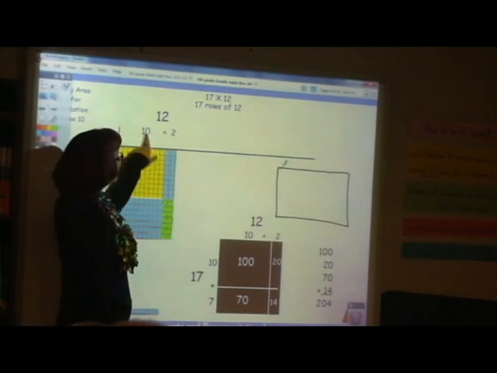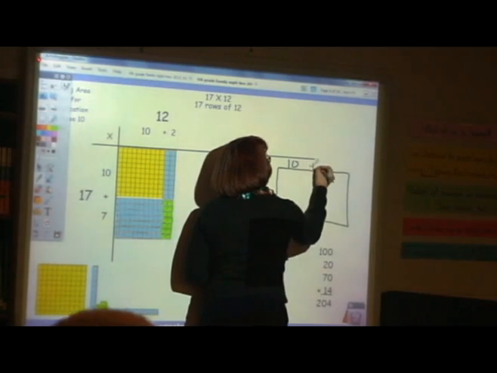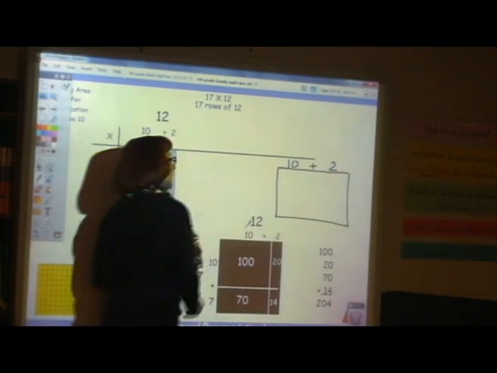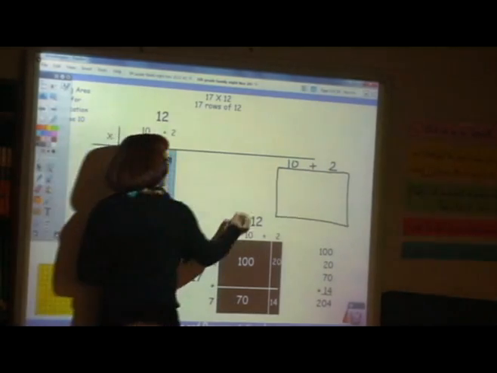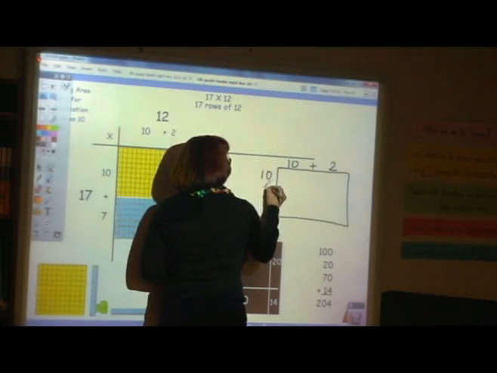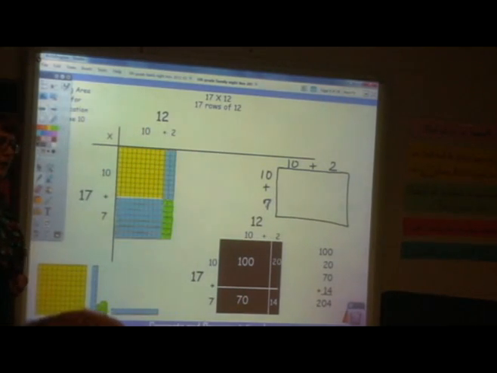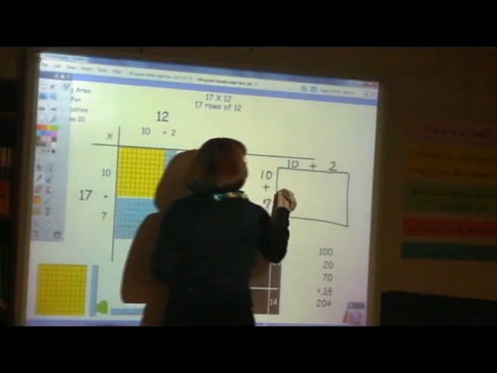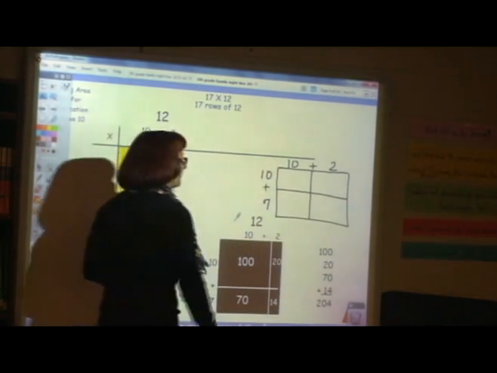And we take our decomposed 12 and we will put 10 plus 2. And then we'll take our decomposed 17 and we'll put 10 plus 7. And wherever we have a plus sign, we tell our children, wherever you have a plus sign, that's where you draw your line. Draw a line.